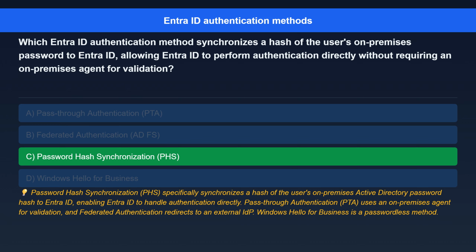The correct answer is password hash synchronization, PHS. Here's the explanation. Password hash synchronization, PHS, specifically synchronizes a hash of the user's on-premises Active Directory password hash to Entra ID, enabling Entra ID to handle authentication directly. Pass-through authentication, PTA, uses an on-premises agent for validation, and federated authentication redirects to an external IDP. Windows Hello for Business is a passwordless method.